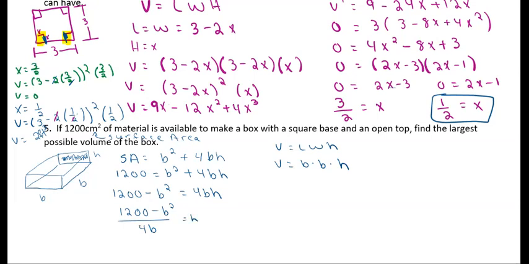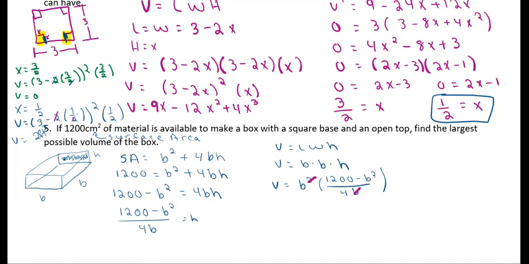You could split this apart. You could try to simplify it. I'm not going to worry about it for right now. I'm going to put it in and see what happens. And if I need to simplify it later, I will. So what do we have here? We have B squared times H is 1,200 minus B squared all over 4B. Well, it looks like I can cancel this squared with this B. So that helps just a little bit.